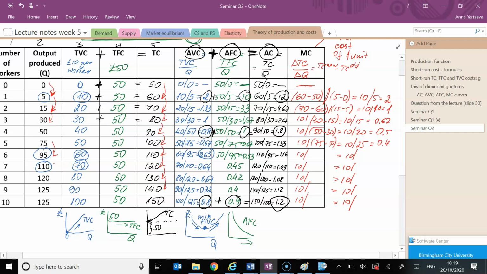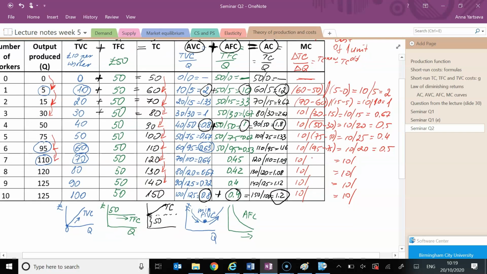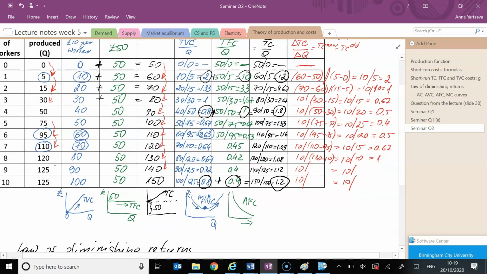Next, 75 to 95, difference is 20. 10 divided by 20, 0.5. Next, 95 to 110. 110 minus 95, difference is 15. 10 divided by 15 is equal to 0.67, 2/3. Next, 110 jump to 120 units, difference is 10. Output increases by 10 units. 10 divided by 10 is 1. Next, 120 up to 125, 5. 10 divided by 5 is 2.